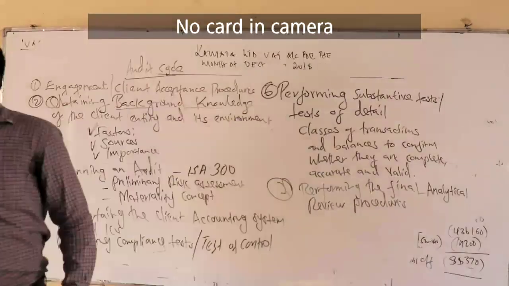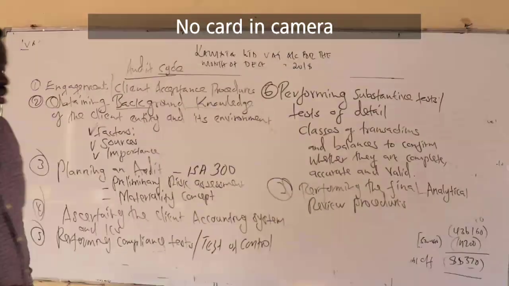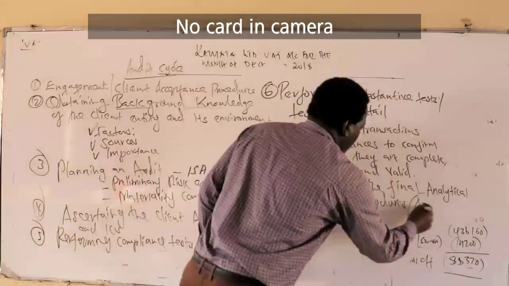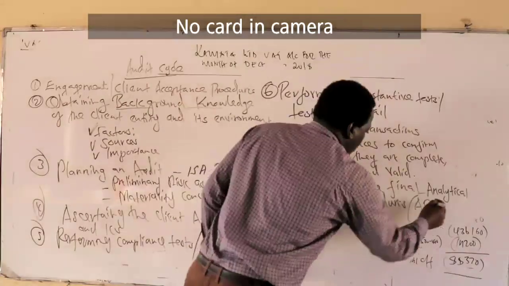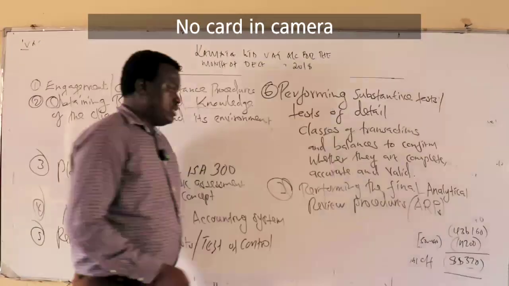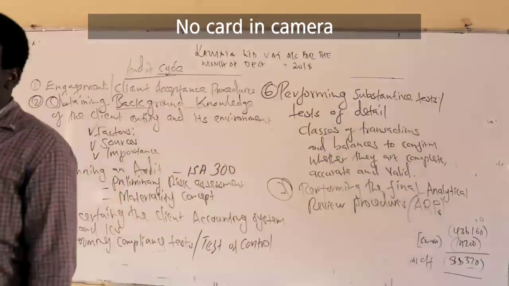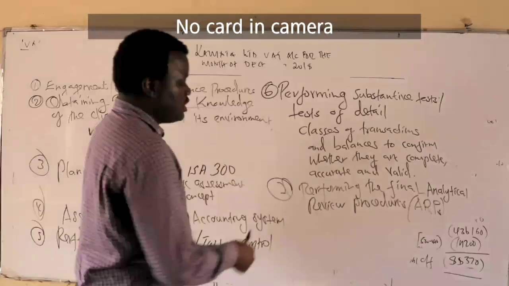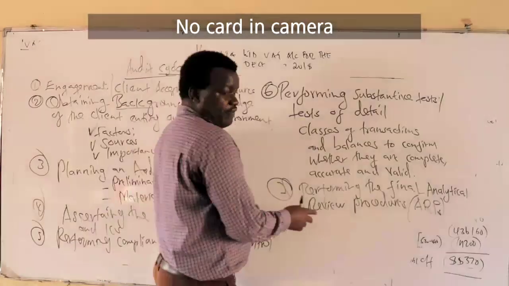In short, we use the acronym ARPs. Performing the final analytical review procedures. We say final because these ARPs are normally performed in 3 stages of an audit.